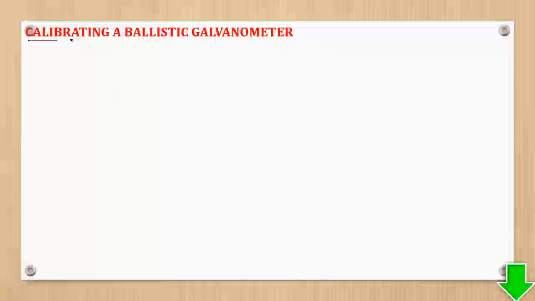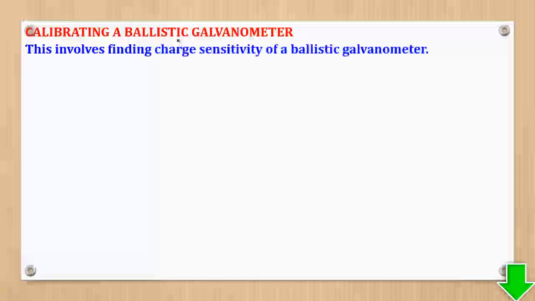Before we go to the calculations, we need to see what we call calibrating a ballistic galvanometer. This involves finding the charge sensitivity of a ballistic galvanometer. So let's first draw a circuit.